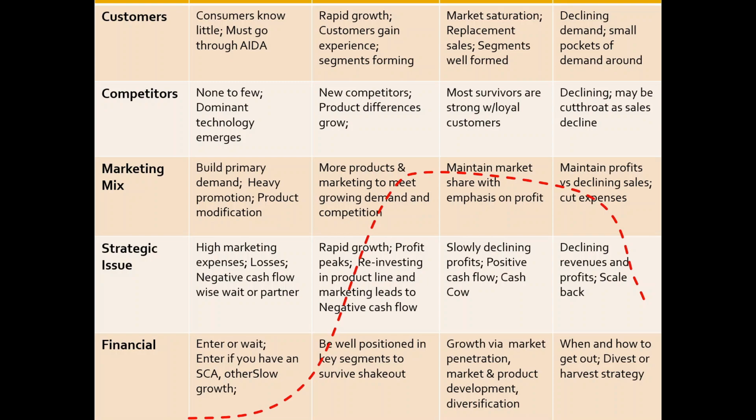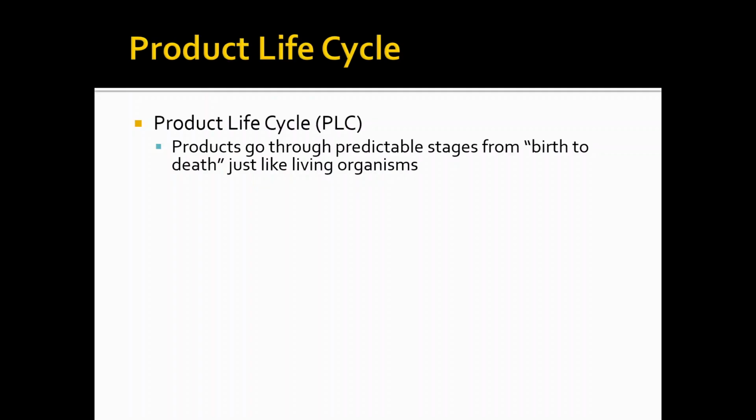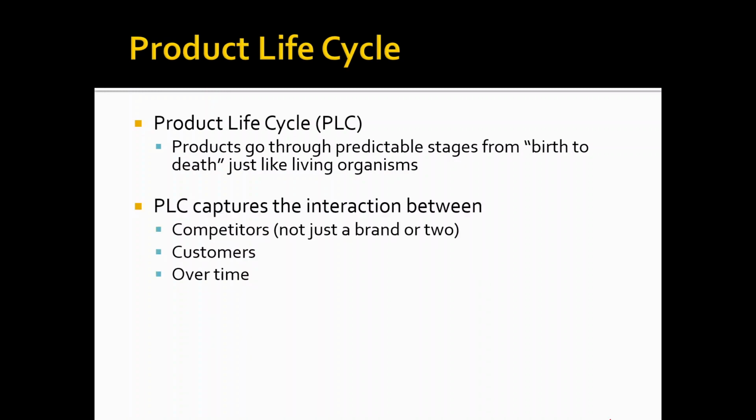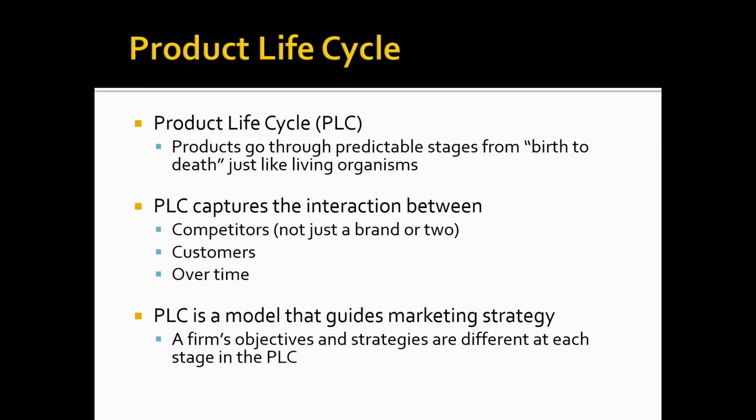Finally, here's a summary of what we talked about. The product life cycle is just the idea that products go through some predictable set of stages that mirror what living organisms go through. Product lifecycle tries to capture the interaction between customers and competitors, different businesses, over a period of time. The product lifecycle is a very useful model because a firm's circumstances, their objectives, their strategies change as they progress through these different stages.